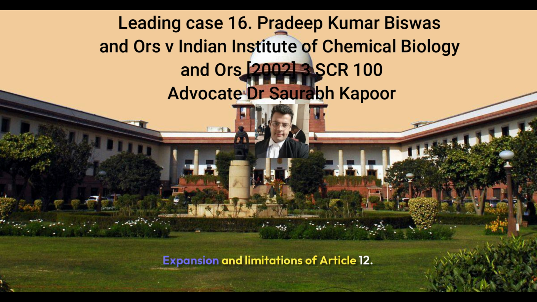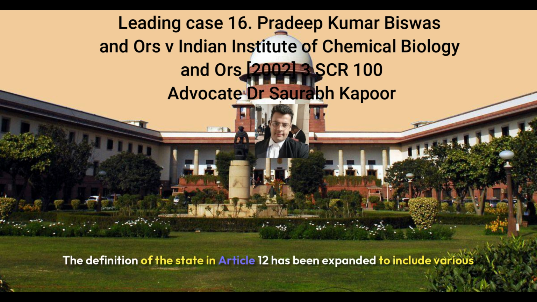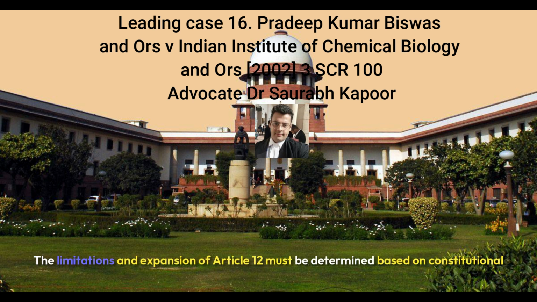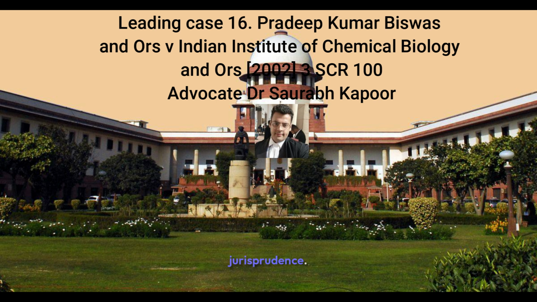12. Expansion and limitations of Article 12. The definition of the state in Article 12 has been expanded to include various instrumentalities and agencies performing state functions. The limitations and expansion of Article 12 must be determined based on constitutional jurisprudence. 13. Instrumentalities and agencies subject to constitutional limitations. The state can set up instrumentalities or agencies that are subject to the same limitations as the state itself. This was affirmed in several Supreme Court cases.